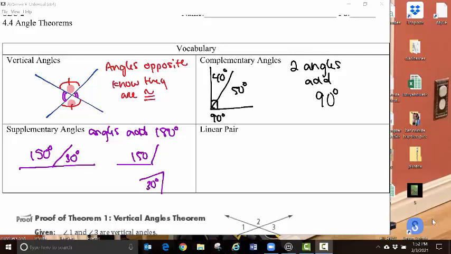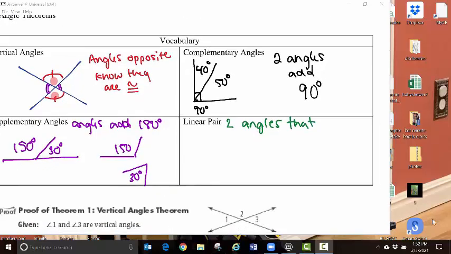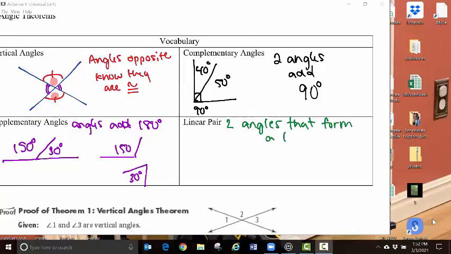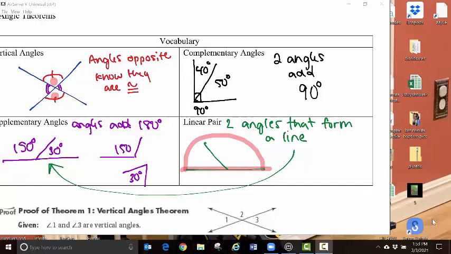Okay, next, a linear pair are two angles that form a line. It looks like this. These are a linear pair. A linear pair is a special type of supplementary angles because they form a line at the bottom. They do have to be touching, and they make half a circle. So they add to 180 degrees as well because they are a type of supplementary. It could be anything. Maybe this one is 120, and so this one is 60.